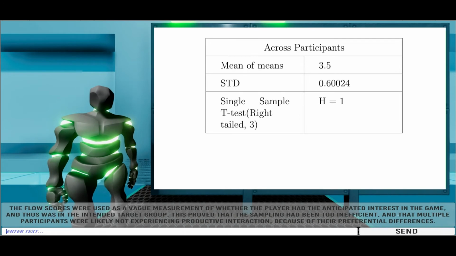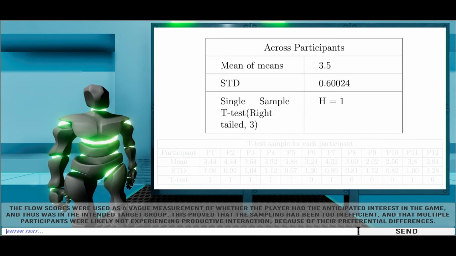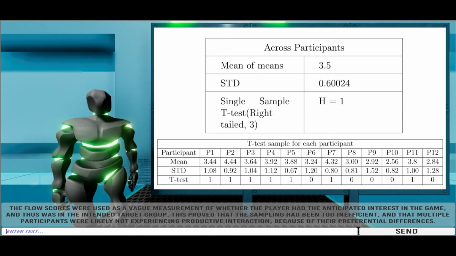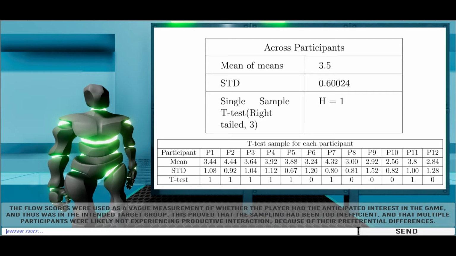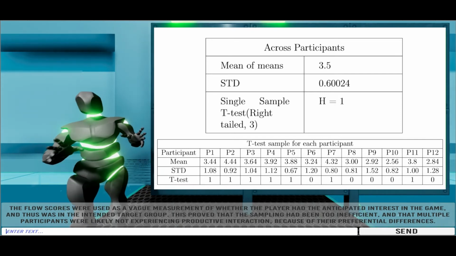The flow scores were used as a vague measurement of whether the player had the anticipated interest in the game, and thus was in the intended target group. This proved that the sampling had been too inefficient, and that multiple participants were likely not experiencing productive interaction, because of their preferential differences.